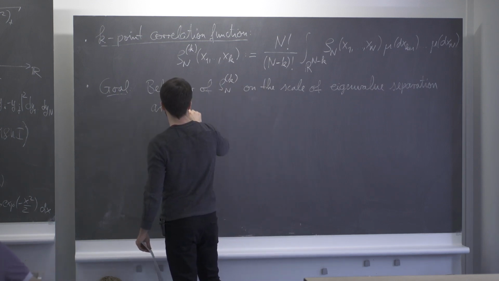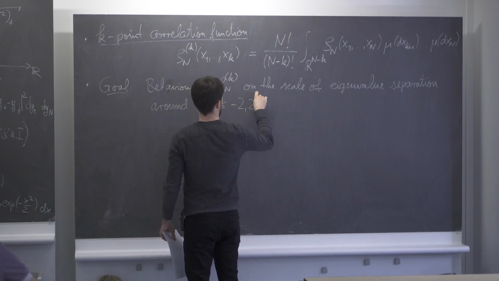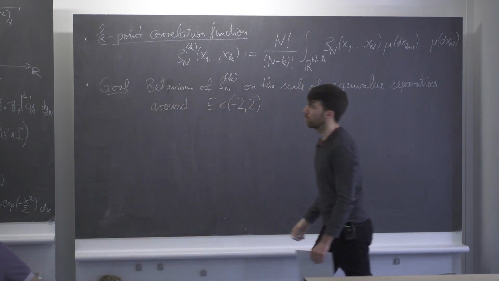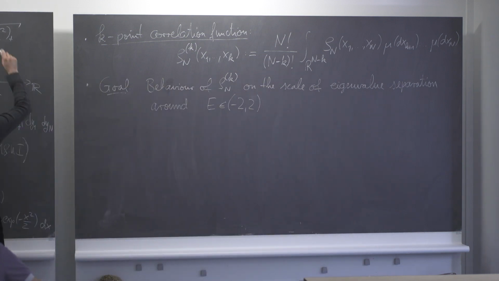Around, as I said, some value e well inside the support of this semicircle. Maybe I should have mentioned this here. So this is, of course, the Wigner semicircle.